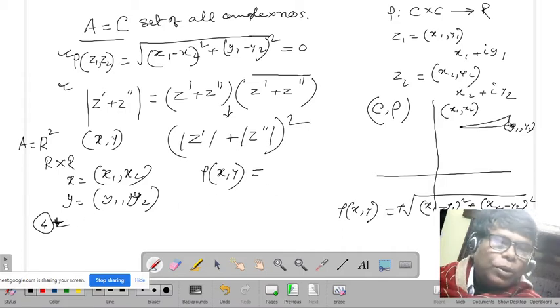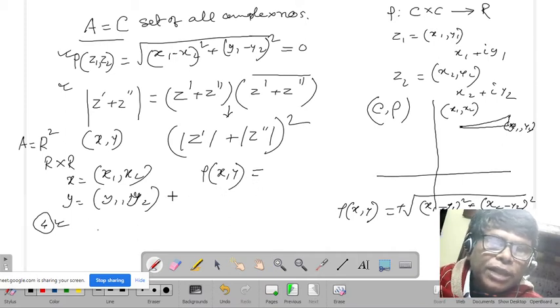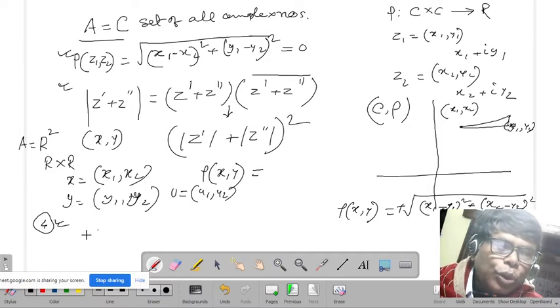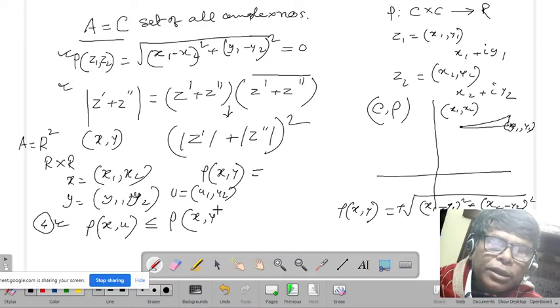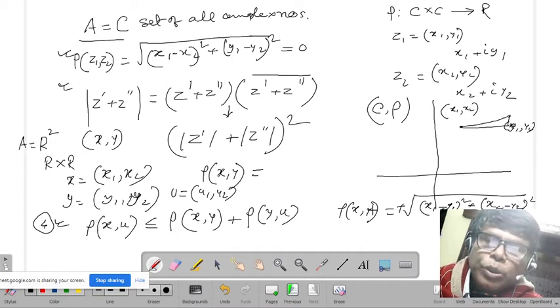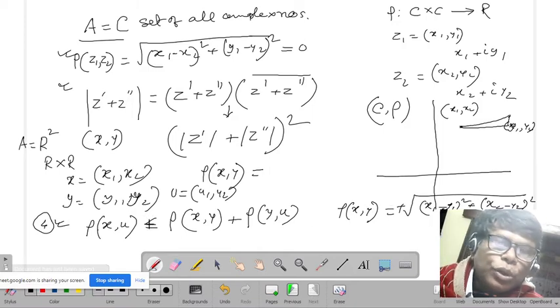Now this is called property 4. That means you have to prove, say u is another point, let u1, u2. So rho of xu is less than or equal to rho of xy plus rho of yu. Rho of xy you know, rho of yu you know. You have to show that rho of xu, putting u1 and u2 in place of y. You have to show this. Okay, so next page.